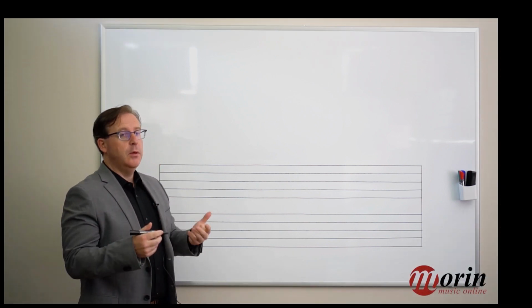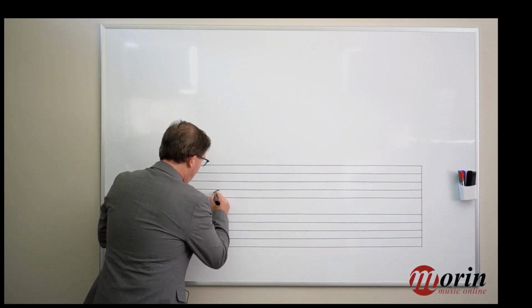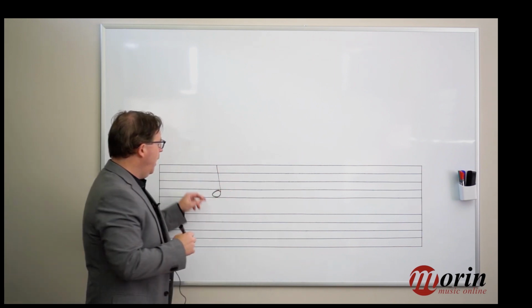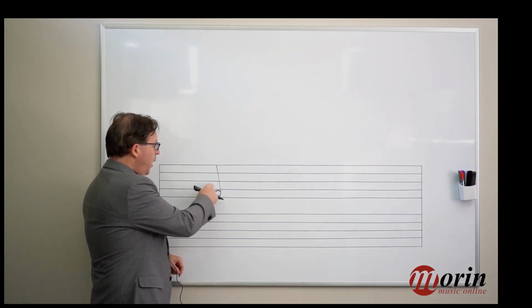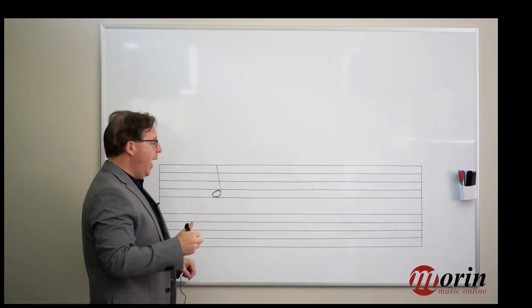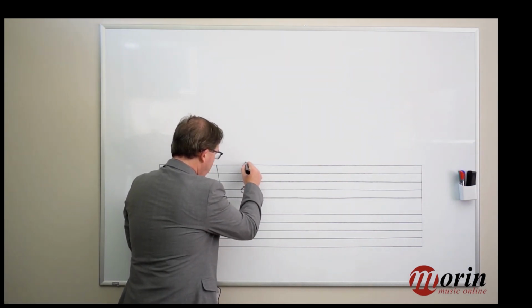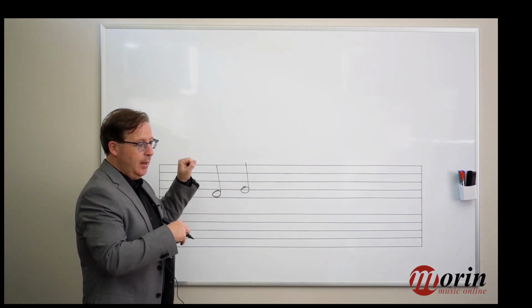The first thing that we're going to review is the stem length for any note that has a stem. So we'll use half notes here. Make sure that your stems go 3.5 lines or spaces. So if you're writing a space note, you're going 1, 2, 3.5 spaces. If you're writing a line note, then it's going to be 1, 2, 3.5 lines.